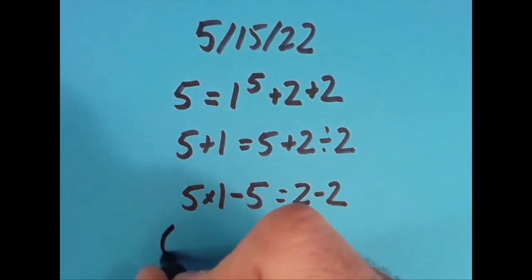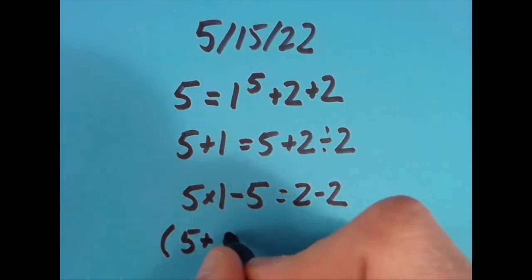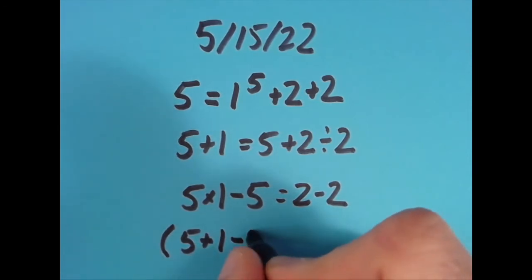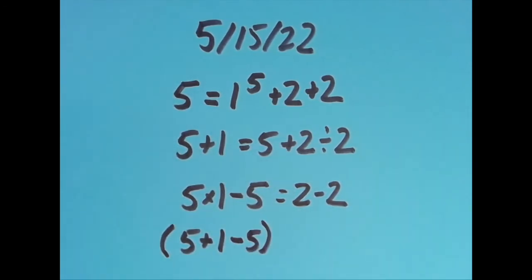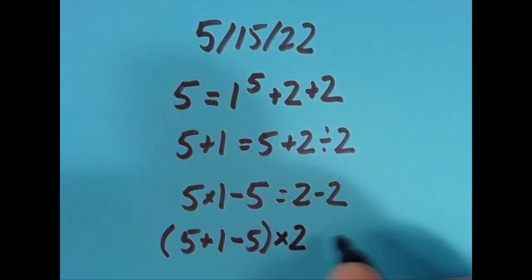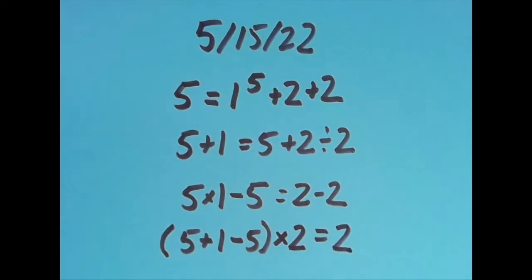And here I came up with 5 plus 1, which is 6, minus 5, and that's going to be 1. All of that equals 1 times 2, which is 2. So that's what I came up with for today's date.